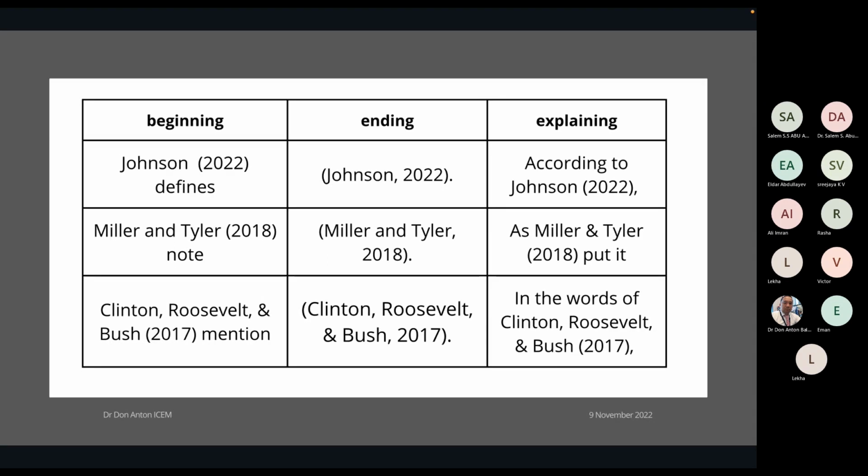Okay, I have here examples on how to cite. So there are three methods, and there's actually another one, which is direct citation. First is beginning, as in this example: Johnson defines, Miller and Tyler, 2018 note, Clinton, Roosevelt, and Bush, 2017 mention. So look at the difference. Beginning, ending, explaining. According to Johnson, 2022, so if this is the ending, in the explaining, it goes like this, as Miller and Tyler put it. And in this one, in the words of Clinton, Roosevelt, and Bush, 2017. So there are many ways, not just one way, but many, many ways.